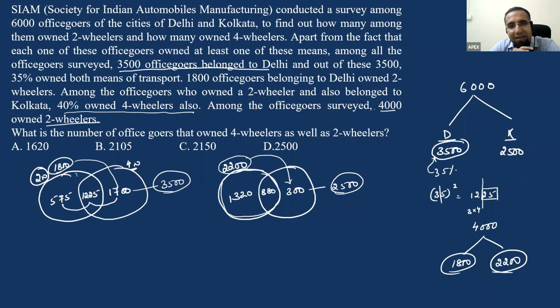Clear? As well as two-wheelers. So four-wheelers as well as two-wheelers, which means I want including both. So this is 1225 plus 880. So this becomes 5, this becomes 0, this becomes 1, and this becomes 2. So therefore, 2105 becomes our answer.